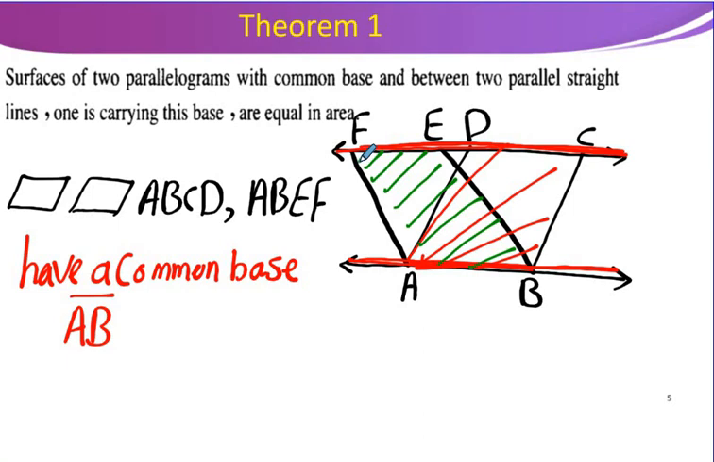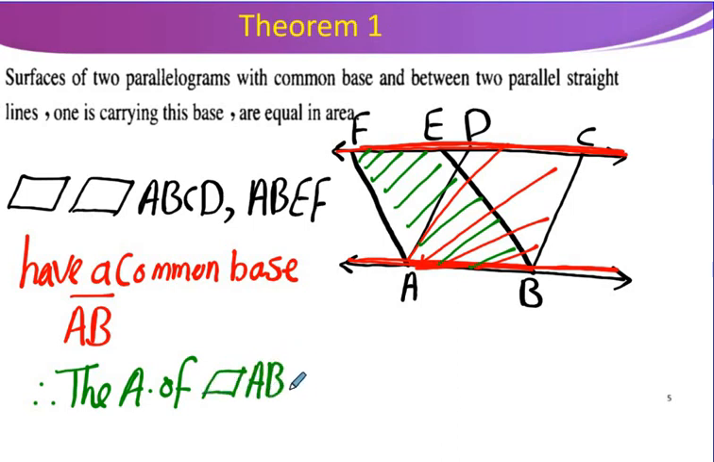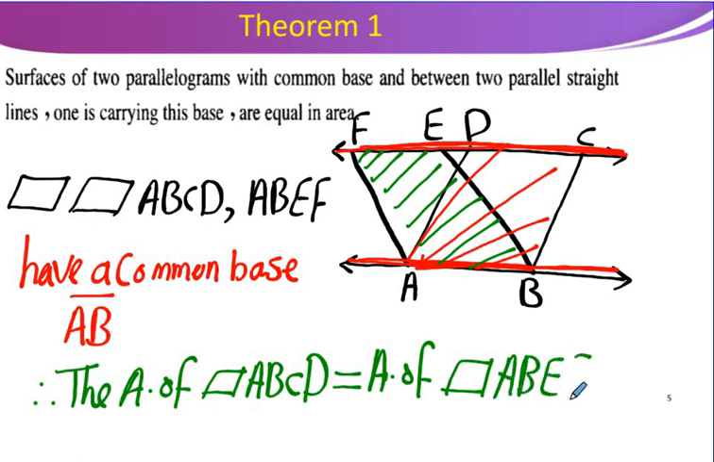Again, if we have two parallelograms with a common base and drawn between two parallel straight lines, then the areas are equal. Then the area of parallelogram A, B, C, D is equal to the area of parallelogram A, B, E, F.